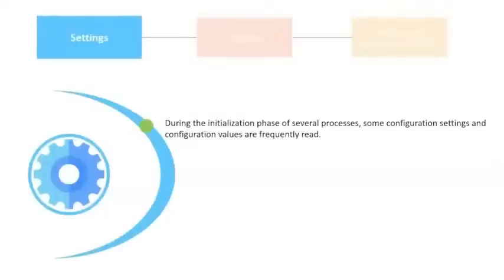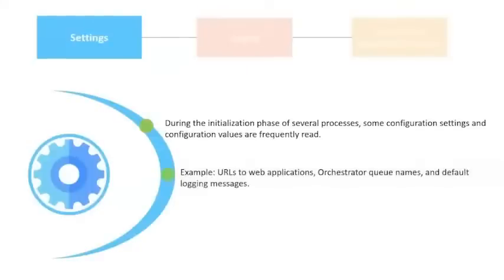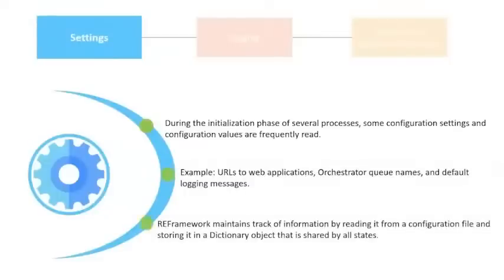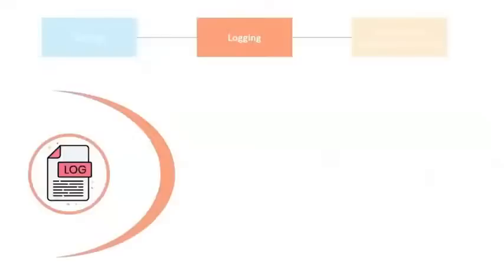During the initialization phase of several processes, some configuration settings and values are frequently read, like URLs to the web application, orchestrator queue names, and default logging messages. The REFramework maintains a track of this information by reading it from a configuration file and storing it in a dictionary object shared by all states. Instead of updating workflows directly, this provides a simple way to manage projects by adjusting values in the configuration file.